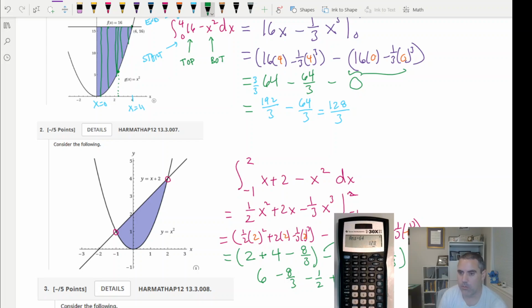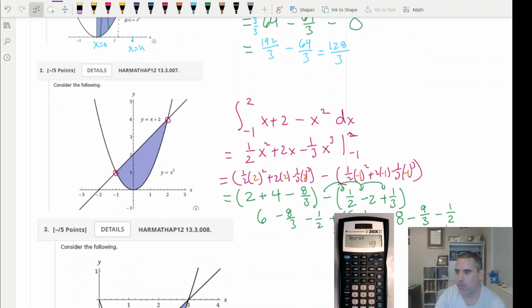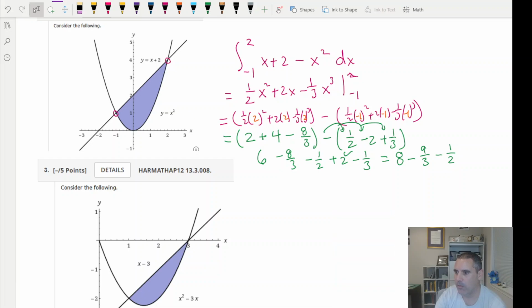And if we just go a little further, I'm going to start to collect my whole numbers. So that 2 and 6 is 8. -8/3 and another -8/3 is actually -9/3. Ooh, that's nice. -1/2. So we have 8 - 3 - 1/2. But at any point here, you could plug in your calculator. I'm perfectly fine with 4.5. There we go. And let me know if I made a mistake in the comments.